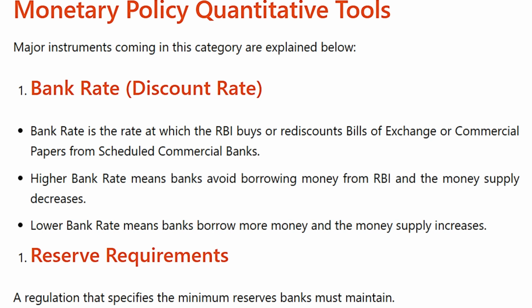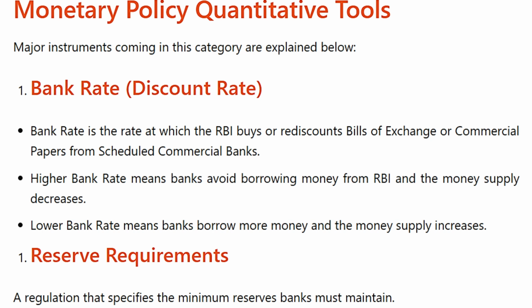Bank rate is the rate at which the RBI buys or rediscounts bills of exchange or commercial papers from scheduled commercial banks. Higher bank rate means banks avoid borrowing money from RBI and the money supply decreases. Lower bank rate means banks borrow more money and the money supply increases.